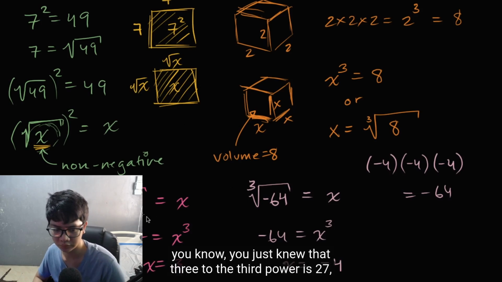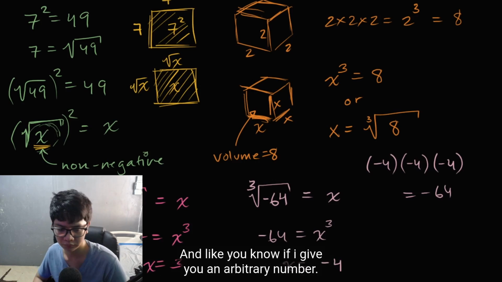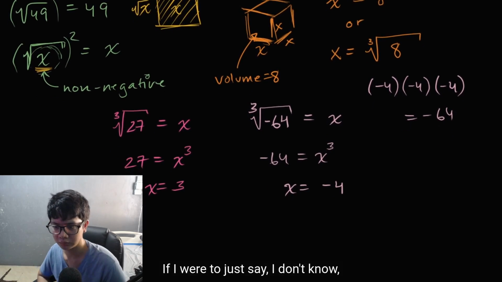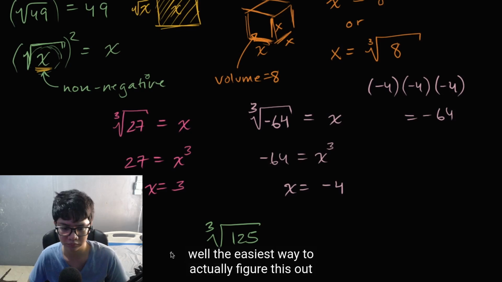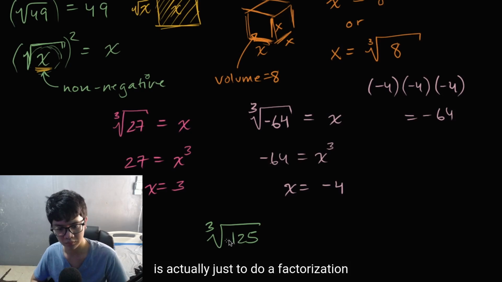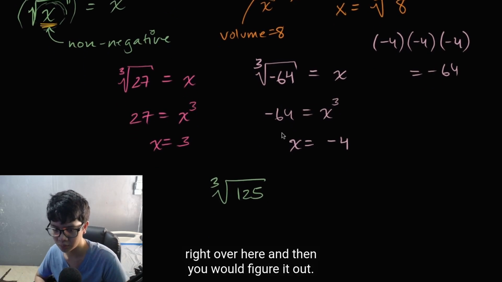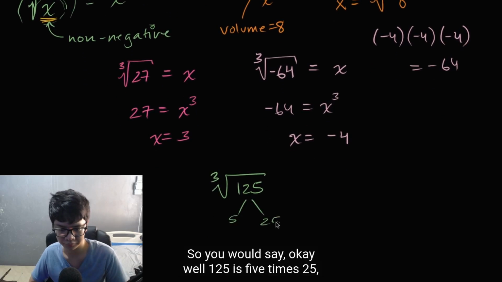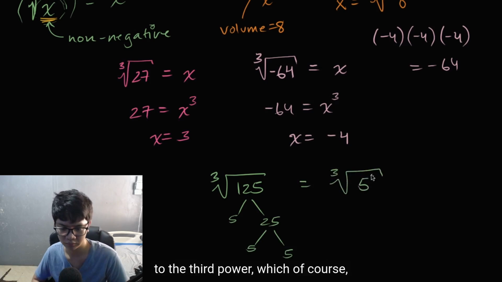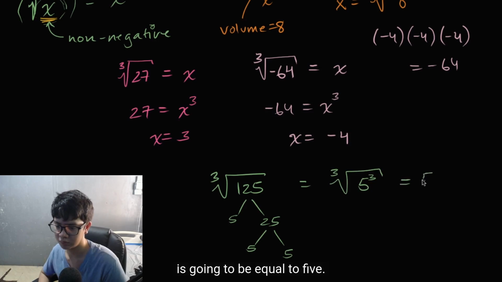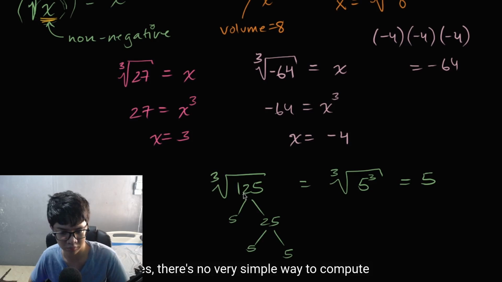Now you might be saying, well, you just knew that 3 to the third power is 27, so you took the cube root and got x. Is there any simple way to do this if I give you an arbitrary number, say the cube root of 125? The easiest way to figure this out is to do a prime factorization. So 125 is 5 times 25, which is 5 times 5 times 5. This is the same thing as the cube root of 5 to the third power, which is going to be equal to 5.